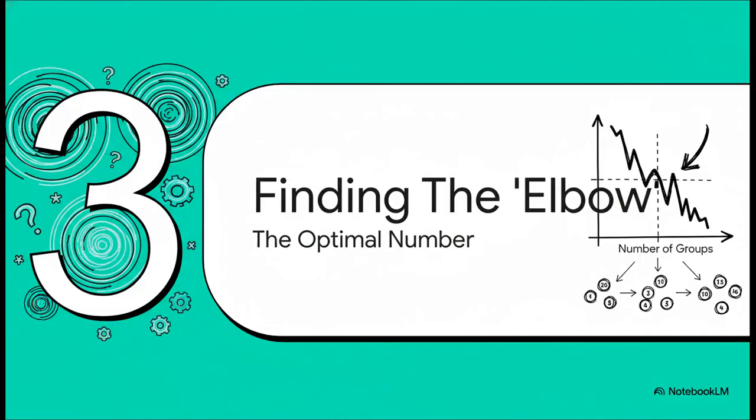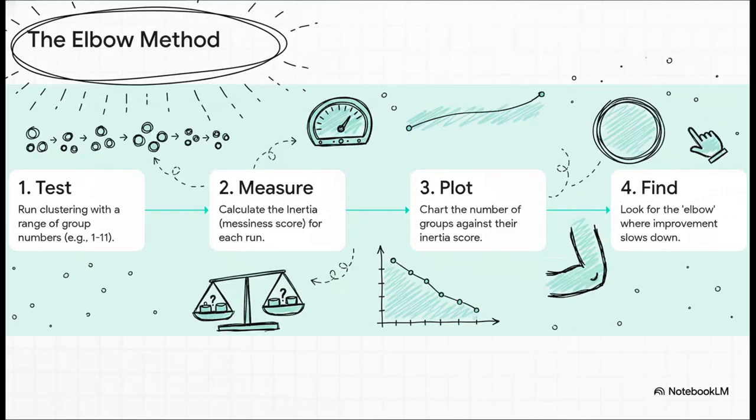Okay, so if the goal is to get the lowest inertia score, how do we find the perfect number of groups to actually get there? We can't just guess again, right? Well, instead, we use this really clever technique called the elbow method that actually lets the data itself tell us the answer. The process is super systematic.